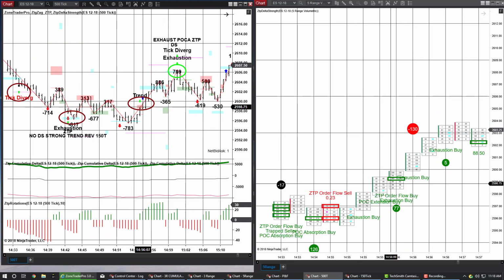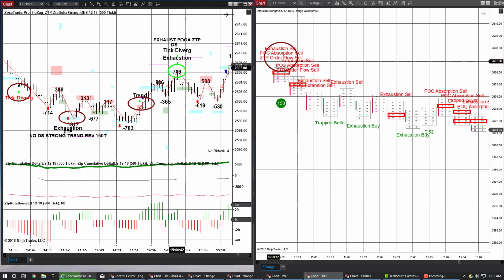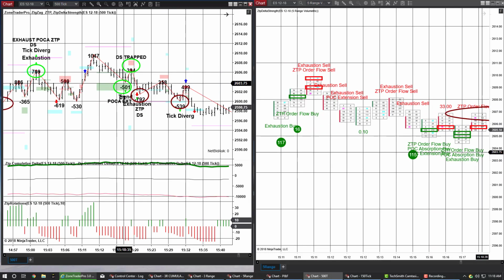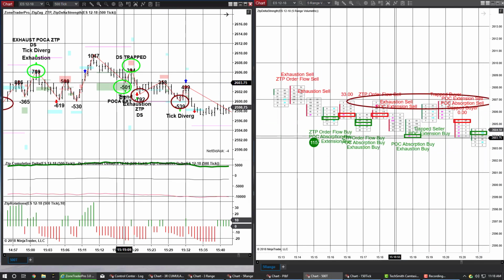We had a trend trade here which had no order flow, and then we traded into a tick divergence exhaustion trade which had a significant amount of order flow to it, and on the point and figure chart also had a delta strength. And that takes us into a set of interesting trades here.